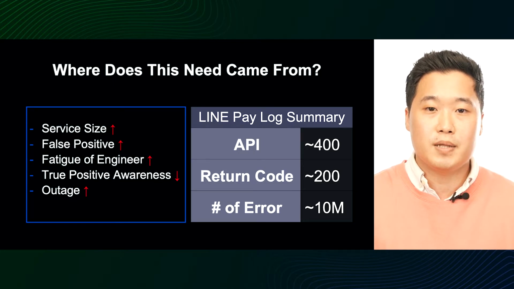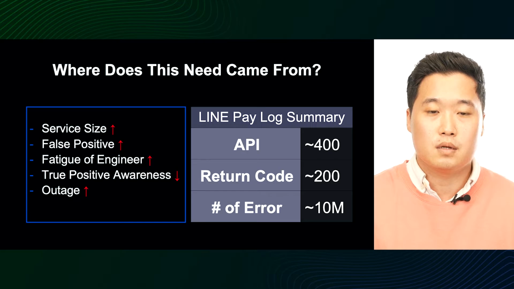However, this tremendous amount of errors is no longer related to actual outage situations. The false alarms from these errors started to increase the fatigue of system engineers and managers. We've been dodging this situation with superficial methods such as turning off error alarms from particular APIs. This solution eventually lowered the awareness of true positive errors, like real outage situations.